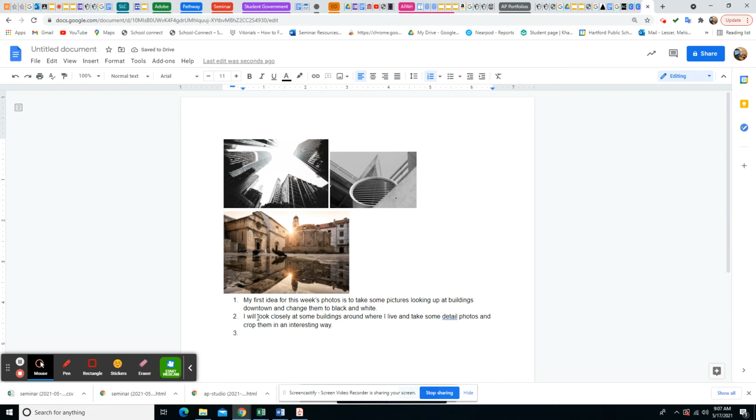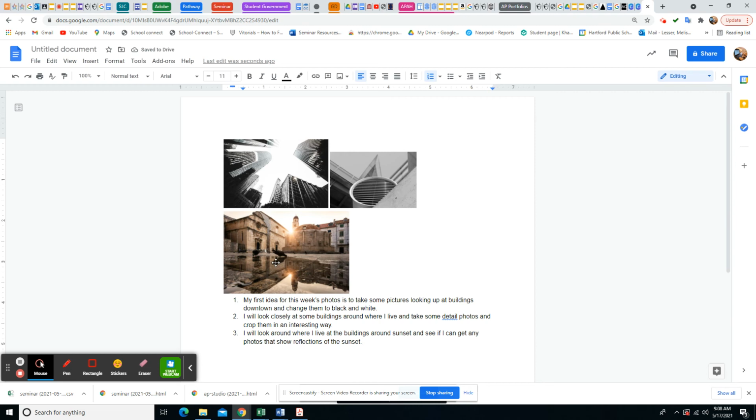And then my third inspirational image that I found from Google, I like this one because not only does it have the sun here, but it has a little bit of a reflection. So I will look around where I live at the buildings around sunset and see if I can get any photos that show reflections of the sunset.